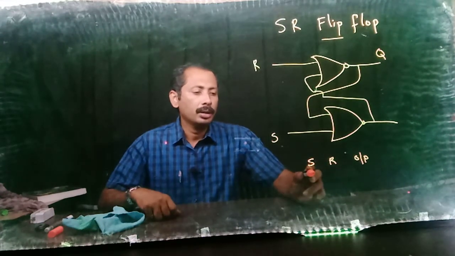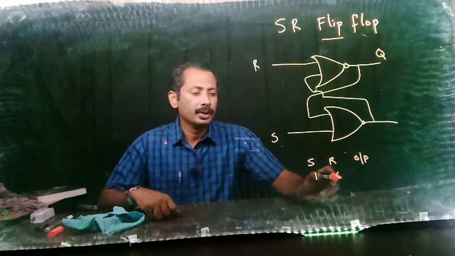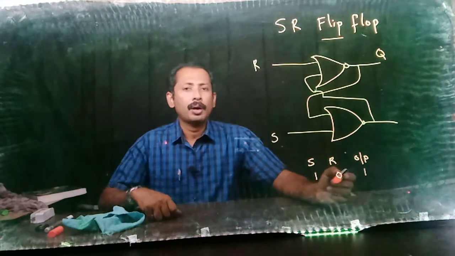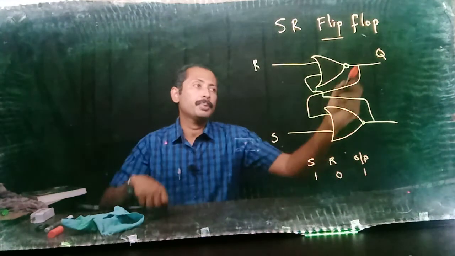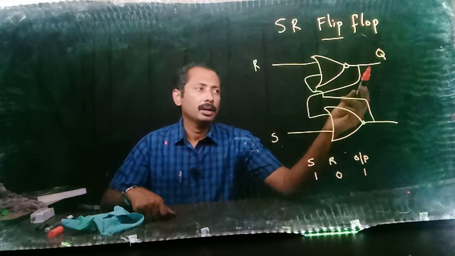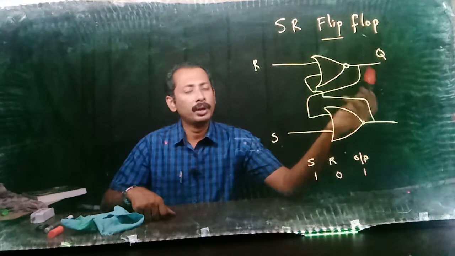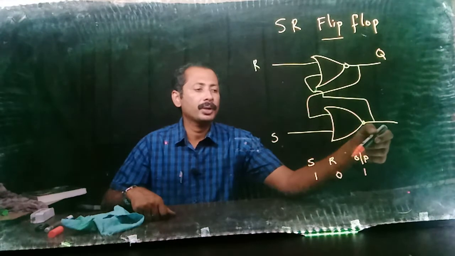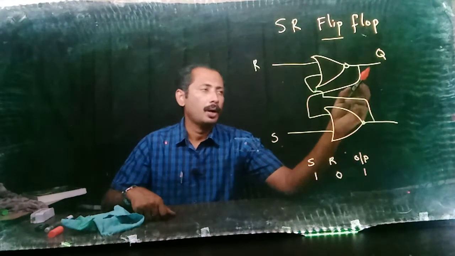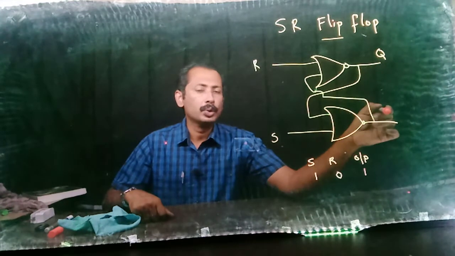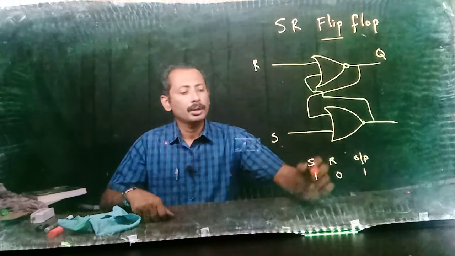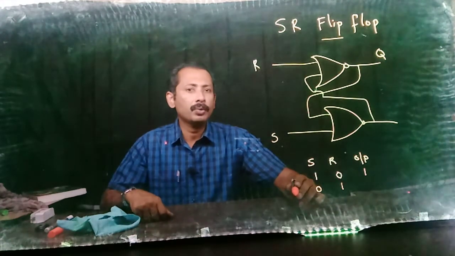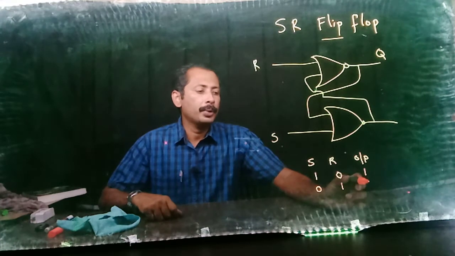In the case of SR, if S is 1 and R is made 0, then the output becomes set, independent of the previous conditions. Whatever Q was earlier, 1 or 0, if S is made 1 and R is made 0, then the output will become 1. Output 1 means Q becomes 1 and so Q bar becomes 0. When S is 0 and R is 1, the output becomes 0.